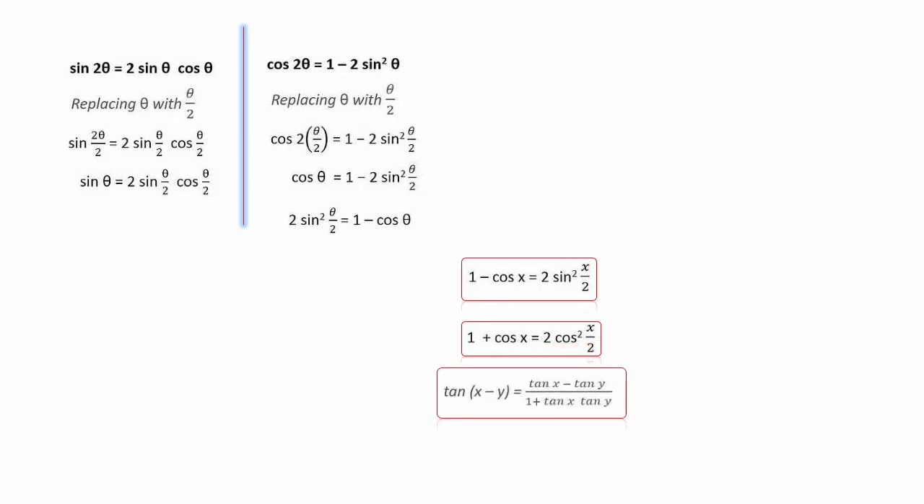There are some other formulas which we use in today's calculation. They are 1 minus cos x is equal to 2 sin square x by 2. That is the formula 1 minus cos theta is equal to 2 sin square theta by 2, where instead of theta we just use x. Next, in the same way, 1 plus cos x is equal to 2 cos square x by 2. Next formula, tan of x minus y is equal to tan x minus tan y divided by 1 plus tan x tan y. Next formula, tan 3x is equal to 3 tan x minus tan cube x divided by 1 minus 3 tan square x.